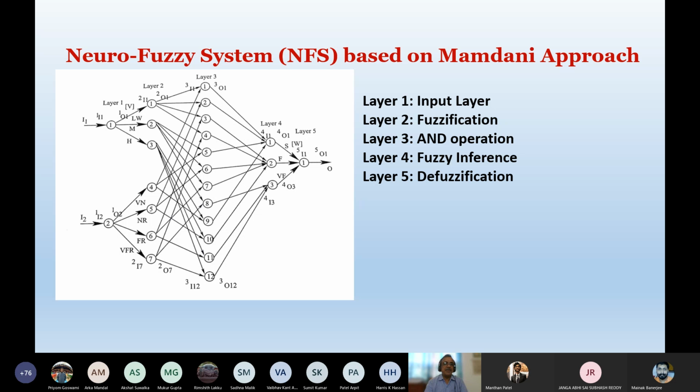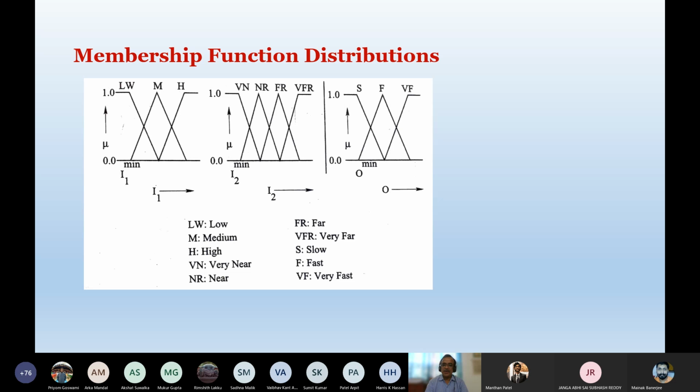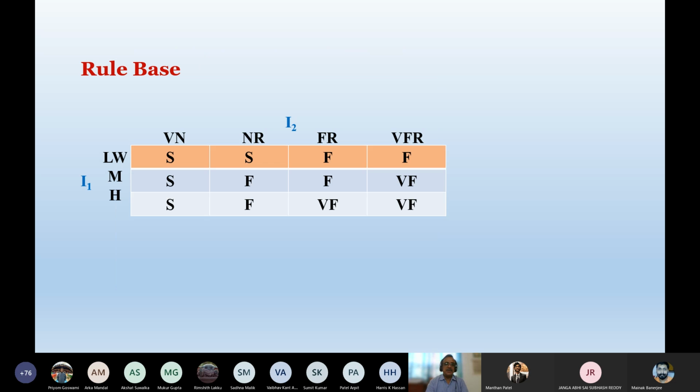Okay, all of you know the Mamdani approach, so it is not a problem. Now I'm going to tell you the way we could design. So this is the membership function distribution for the two inputs and one output. And these are the possible rules. You can say these are the manually constructed rules. There are three linguistic terms for I1 and four linguistic terms for I2, so there is a maximum of 3 multiplied by 4, 12 rules in the rule base.